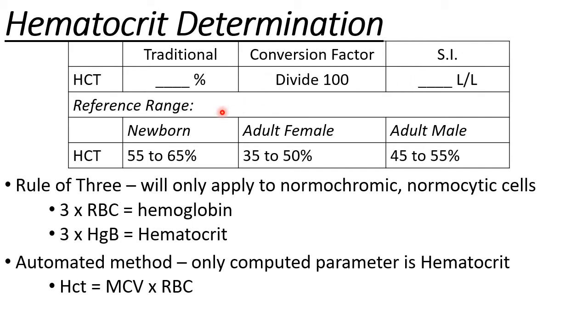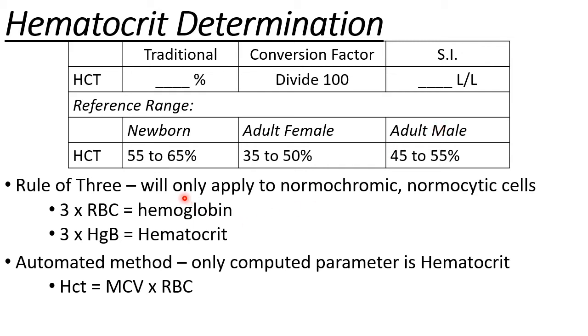For the reference range, pinakamarami sa newborn dahil may halo pa na maternal blood, no? And yung mga young cells hindi pa masyadong nade-degrade by the spleen dahil hindi pa masyadong well-formed ang spleen. Okay? In comparison of adult female and adult males, syempre mas marami pa rin si adult male due to the number of levels of testosterone and muscle mass.